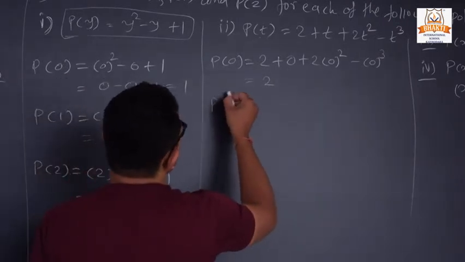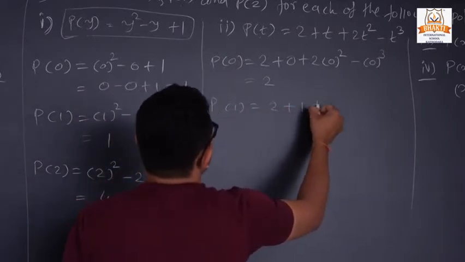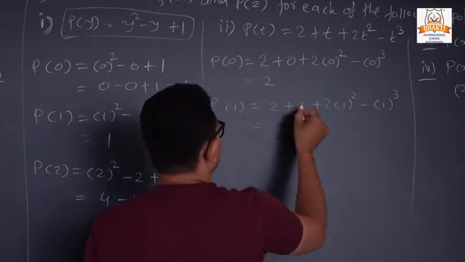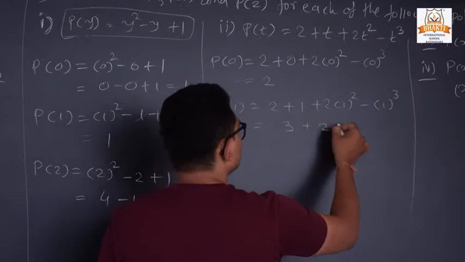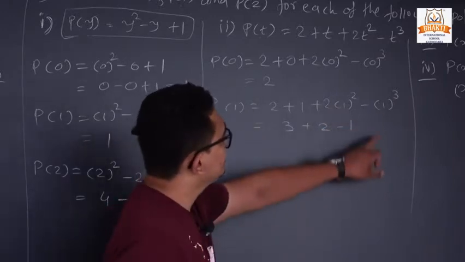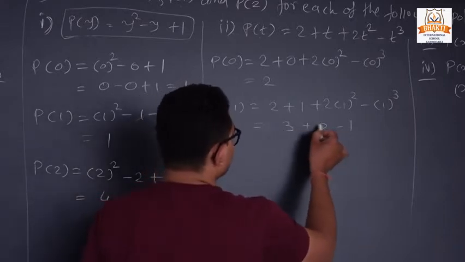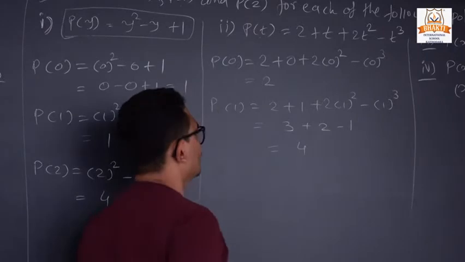Now we will put t is equal to 1. So 2 plus 1 square minus 1 cube. So 2 plus 1 is 3. 1 square is 1, 1 into 2 is 2, minus 1 because 1 cube is once again 1. So 3 plus 2 is 5, 5 minus 1. So the answer is 4.